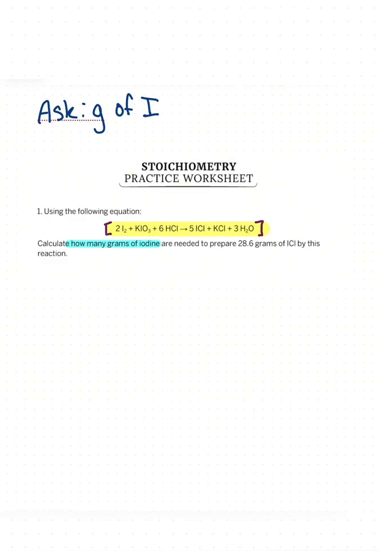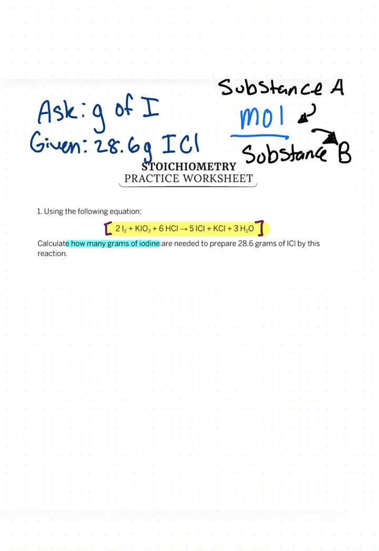Now what are we given? 28.6 grams of ICl. So we're given one thing, which is our starting point, and we must go to grams of iodine. Something that I want you to note is that the universal language for chemistry is the mole. In chemistry, the only way to go from grams of one thing to grams of another is through the mole. And you'll see what I mean by that right now.